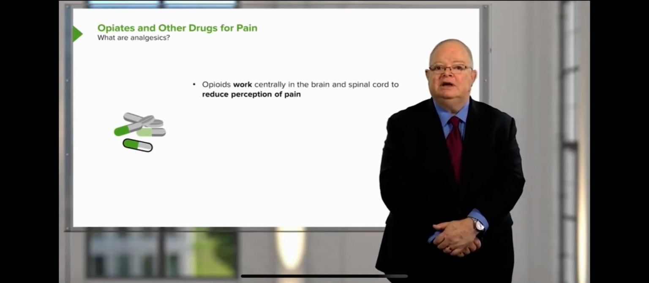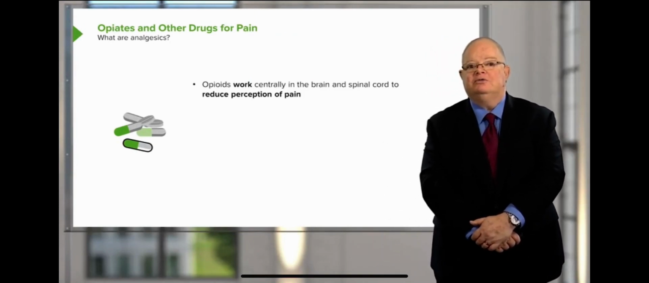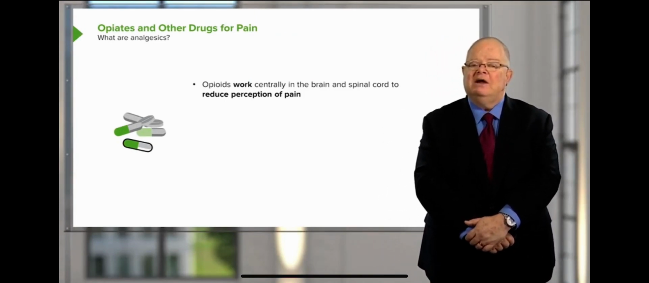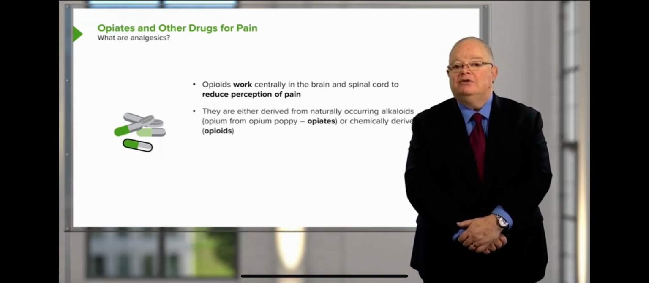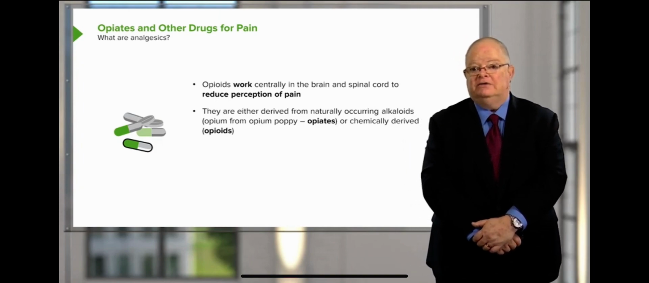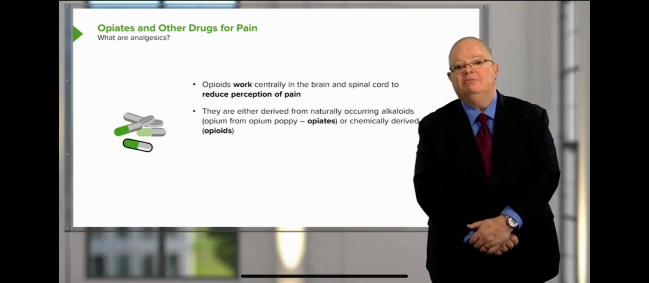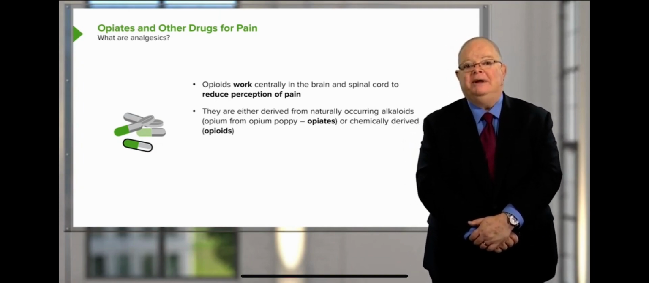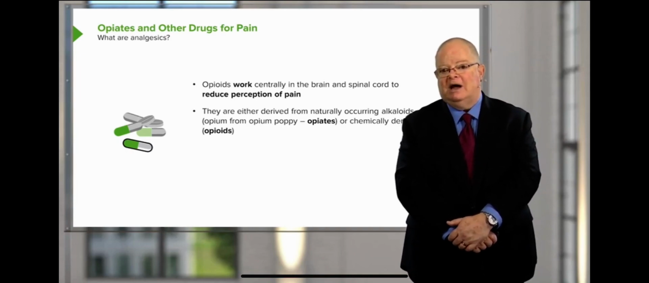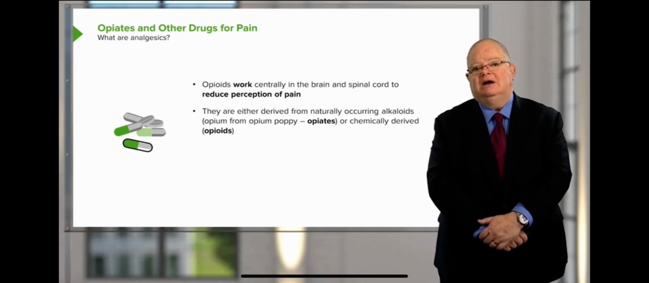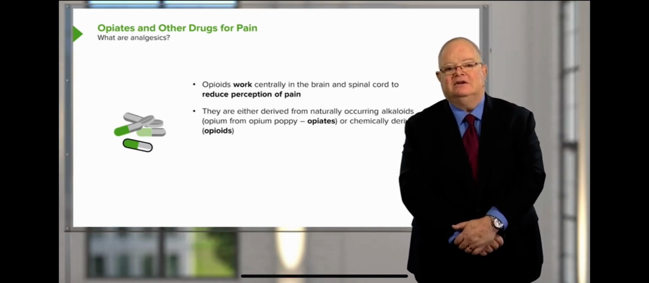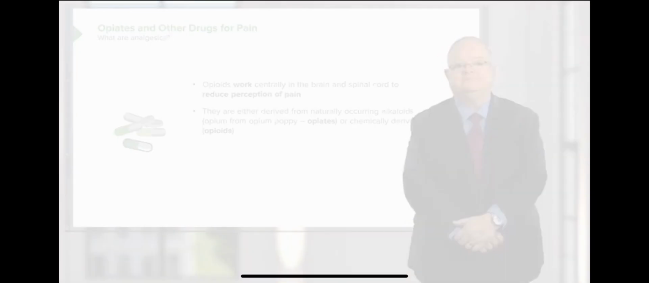Opioids work centrally in the brain and spinal cord to reduce perception of pain. So they work at every level of the central nervous system and the peripheral nervous system. They're either derived from naturally occurring alkaloids, opium from opium poppy, and these are opiates, or they're chemically derived, and they're called opioids. I'm going to use these words interchangeably because they mean the same thing in essence. It just is an indication of where they come from.